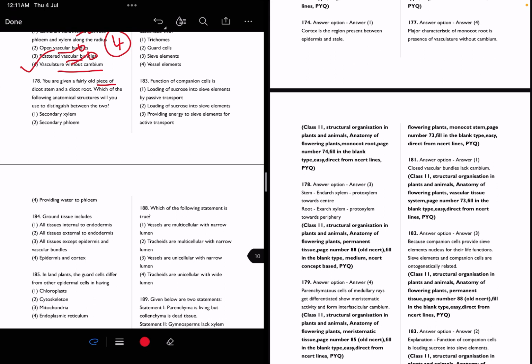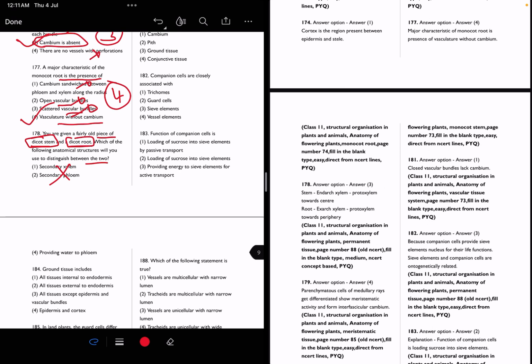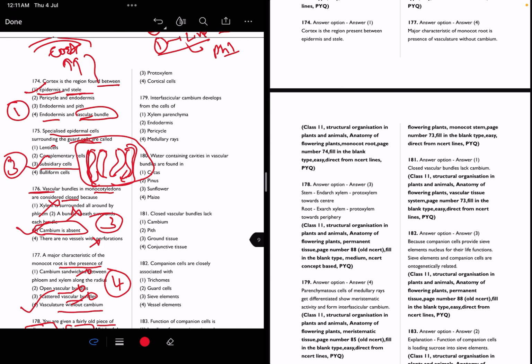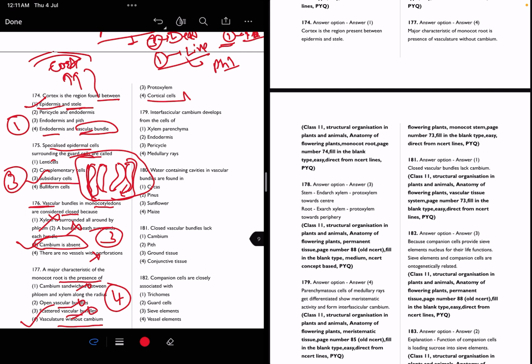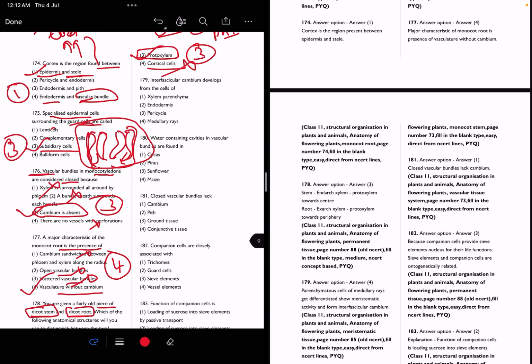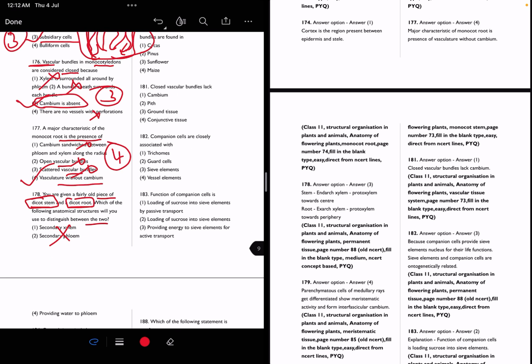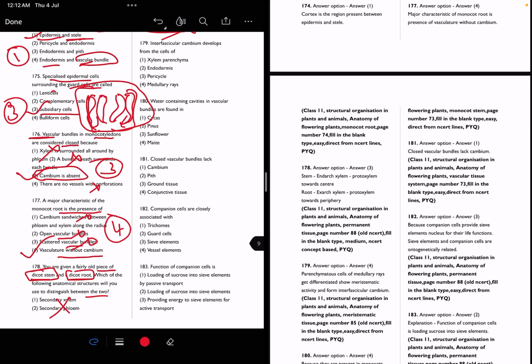You are given a fairly old piece of dicot stem and dicot root. Here we differentiate between dicot stem and dicot root; both are dicot structures. So there is no function of the secondary xylem and secondary phloem. Which of the following anatomical structures will you distinguish by? Cortical cells are just normal cells. We should decide on the basis of the protoxylem structure. So answer 178: root protoxylem.